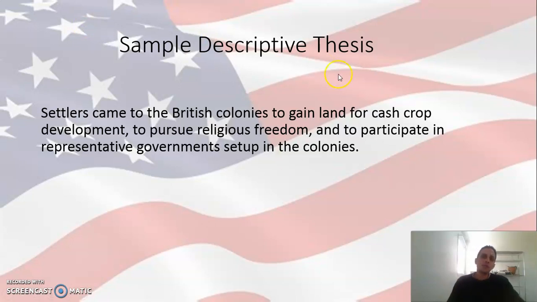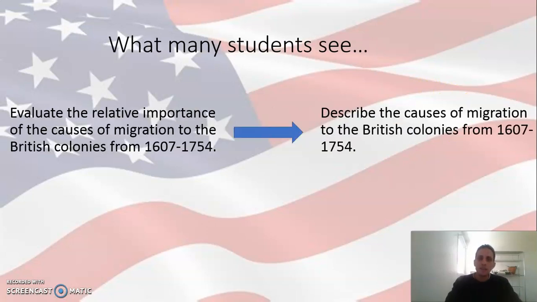This is more of a Regents level type question where they might ask you, hey, describe the reasons for people coming to the British colonies in a particular time period. So to make this question work, I think what they're really asking, you have to go back to the question itself. So what are they really asking you? The key here is this: evaluate the relative importance of the causes.